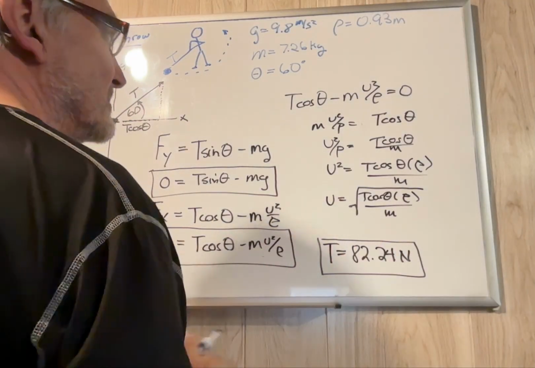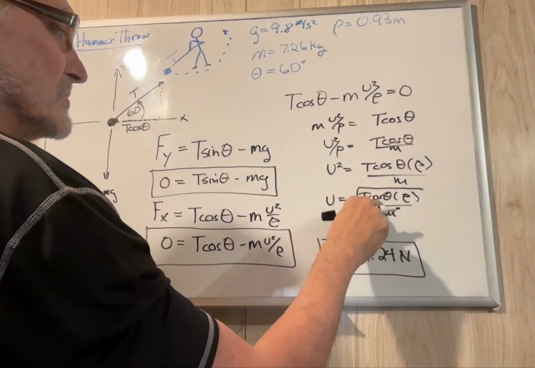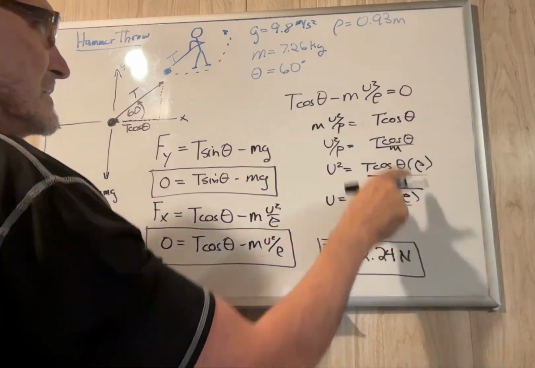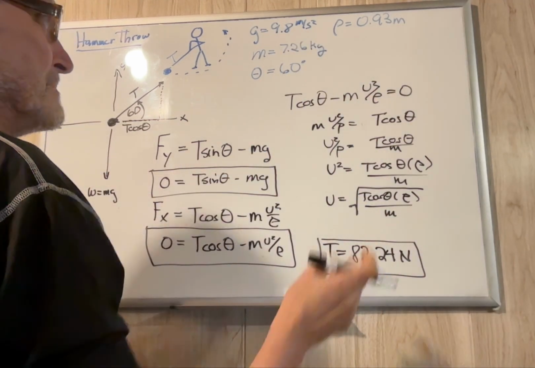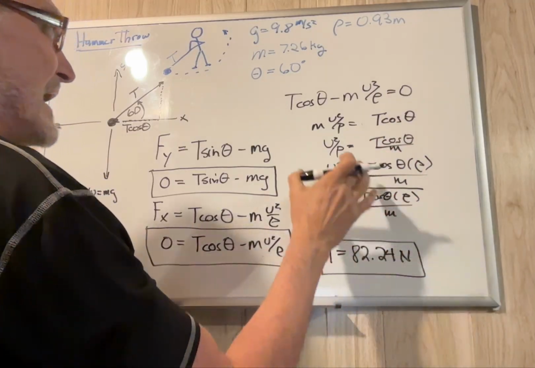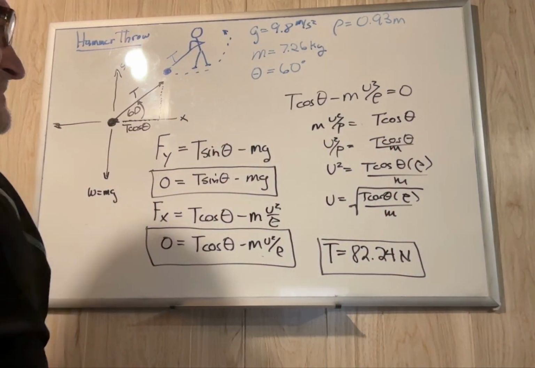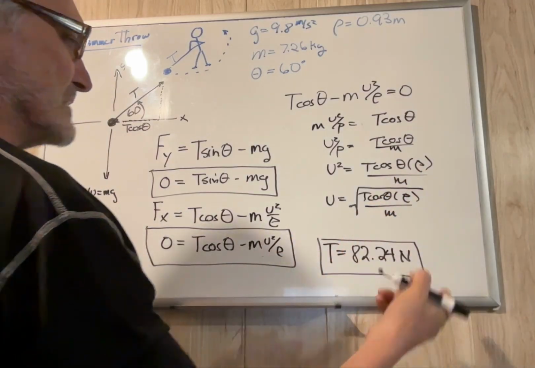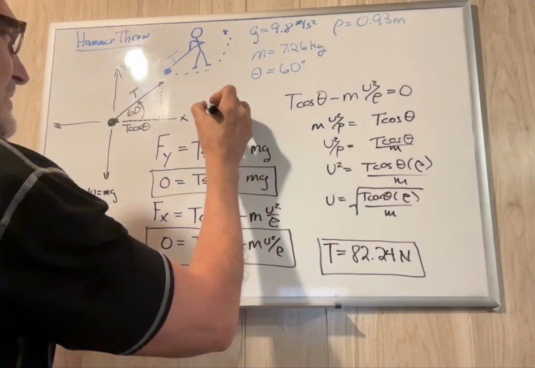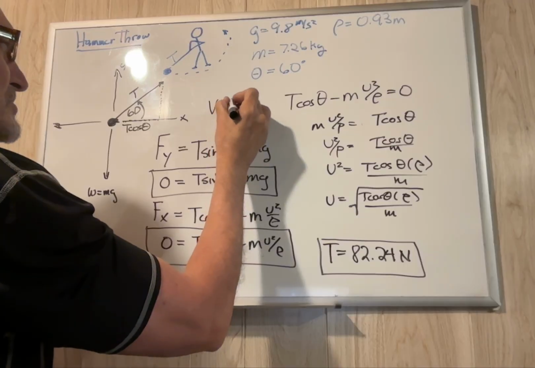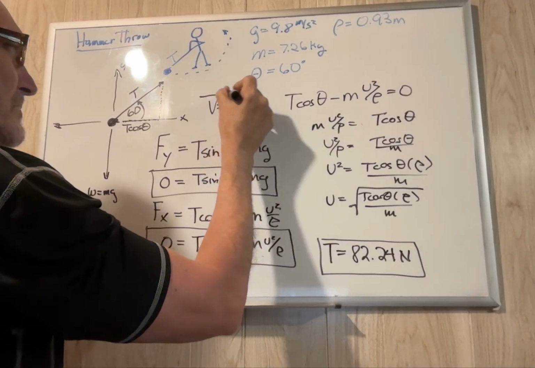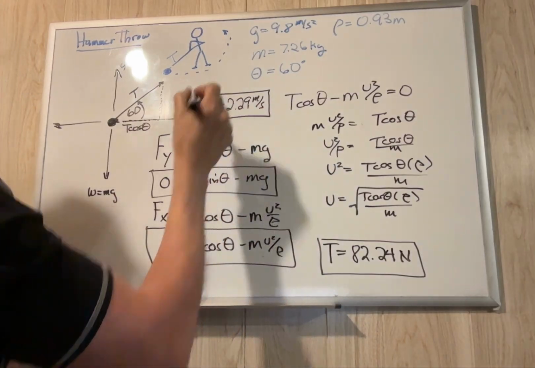And when you put all your numbers in here, we have T is 82.24 newtons times the cosine of 60 degrees times our rho, 0.93 meters, divided by our mass, which is 7.26 kilograms. All of that cancels out to meters per second, and we get a velocity equal to 2.29 meters per second. So there you go. It's not that hard.